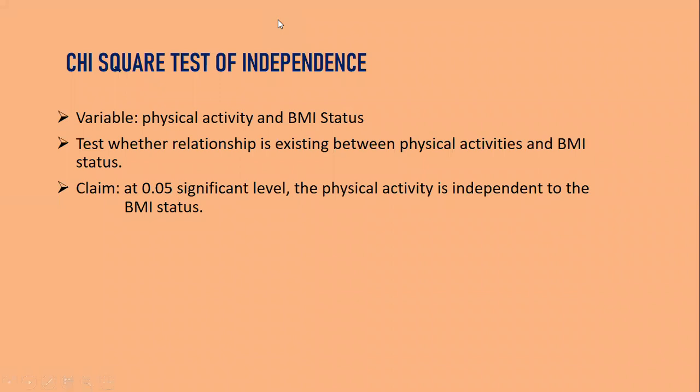The variables selected for the chi-square test of independence are physical activities and BMI status. The chi-square test of independence is used to test whether a relationship exists between physical activities and BMI status. The claim is that at 0.05 significance level, physical activities is independent of BMI status.